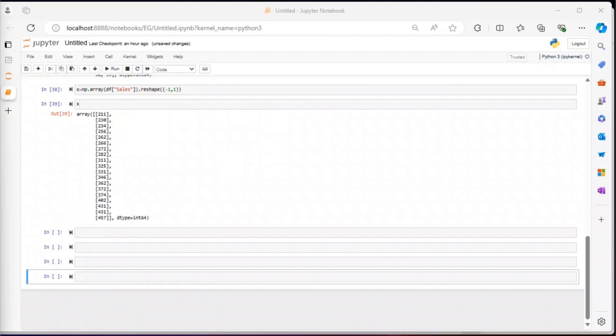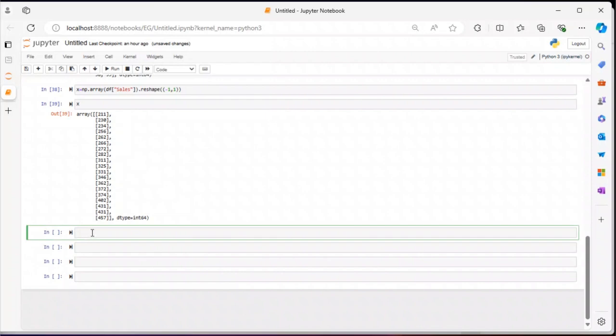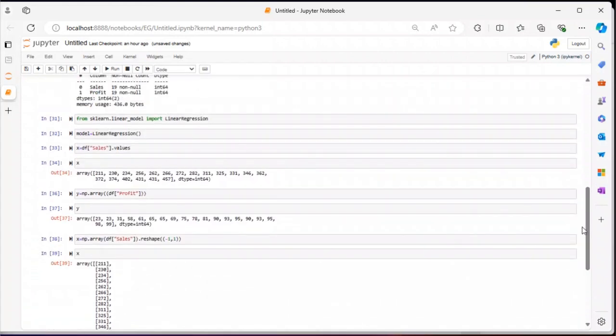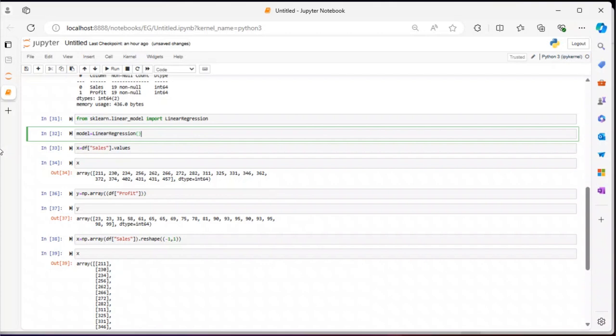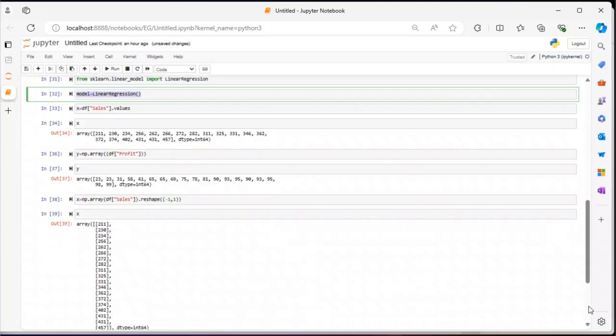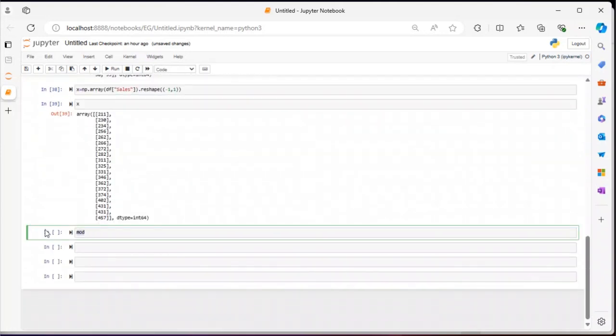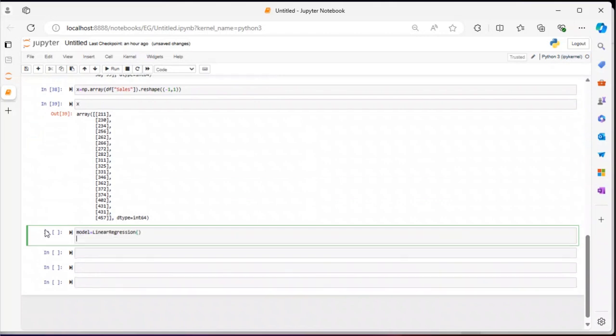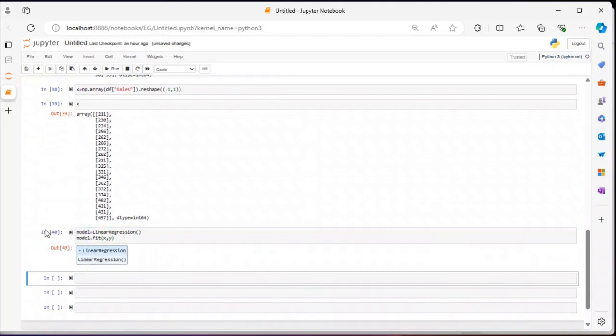Now what I do is, I need to take the model equal to LinearRegression, right? Model equal to LinearRegression. This is sufficient. Now, model equal to model.fit. We need to fit x and y. Okay, x comma y, and the model is fitted.